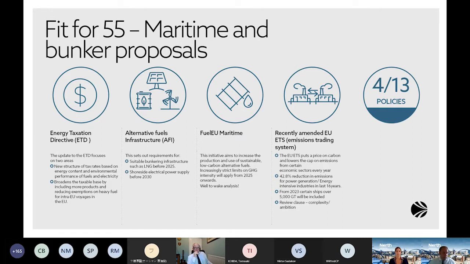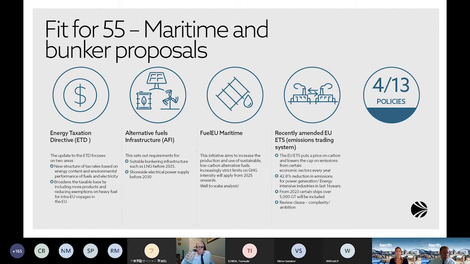Then the next point is the Alternative Fuels Infrastructure, AFI. This sets out requirements for suitable bunkering infrastructure such as LNG before 2025 and shoreside electrical power before 2030. Obviously, that's in the interest of everybody, economies of scale, if you can plug into your shore power when you're ashore, and it prevents pollution in localized areas.